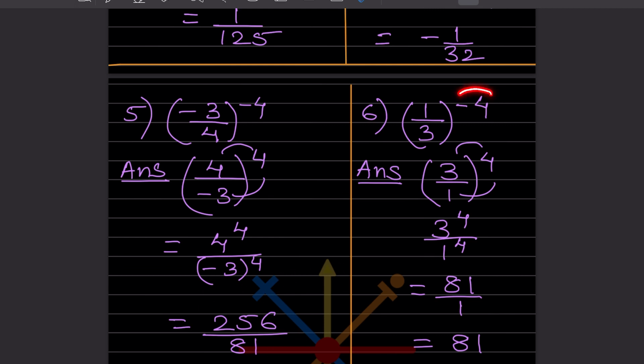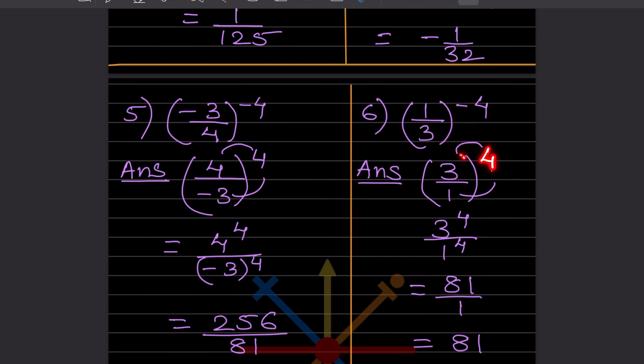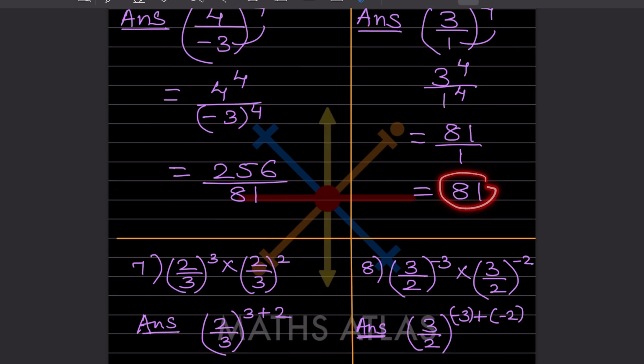Now look at here. This is a negative 1, so of course this is going to be the reciprocal. So 1 by 3 becomes 3 by 1, and this becomes positive. Now you are going to multiply this, so 3 raised to 4. I just wrote 1 raised to 4 by understanding. Even if you don't write it, that is okay. So 1 raised to anything is going to be 1. Here, when you multiply this 3 4 times, you are going to get 81. So 81 divided by 1 will be 81.